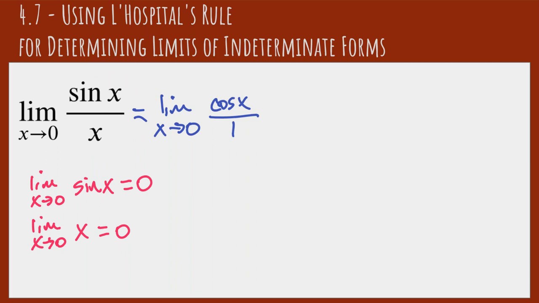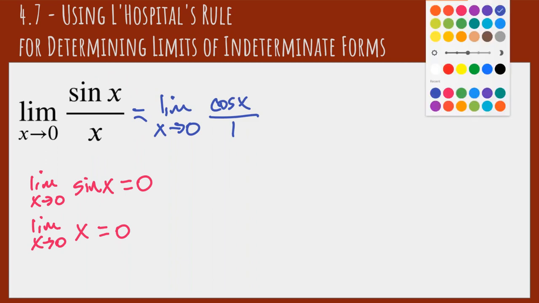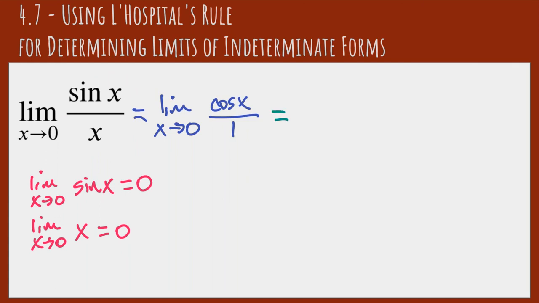At this point, we can evaluate this limit just by using substitution. So we can plug 0 in and we get cosine of 0 on top over 1 on the bottom. Cosine of 0 is 1, so we get an answer of 1.